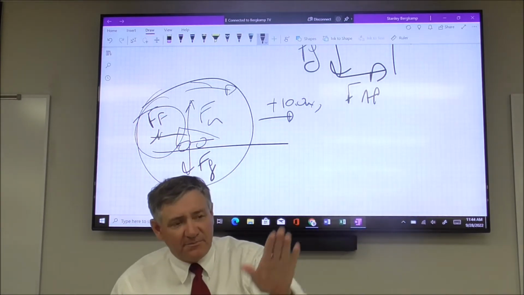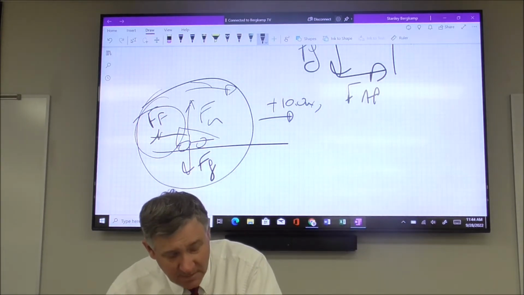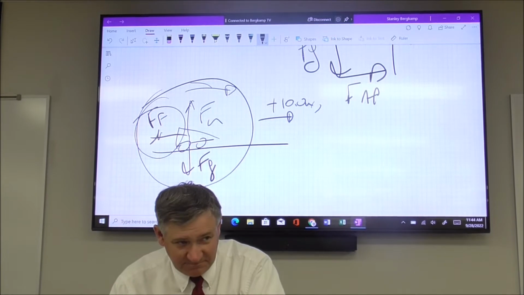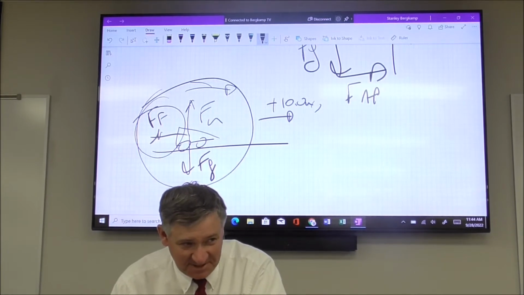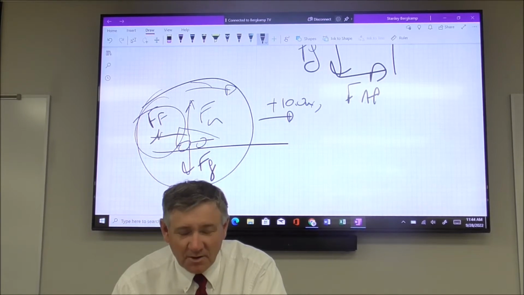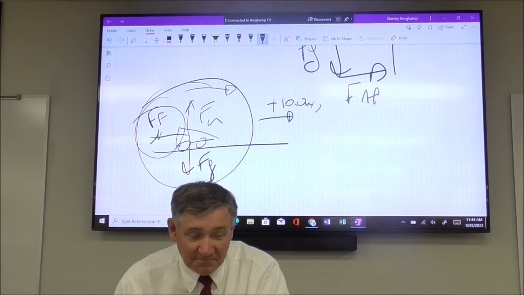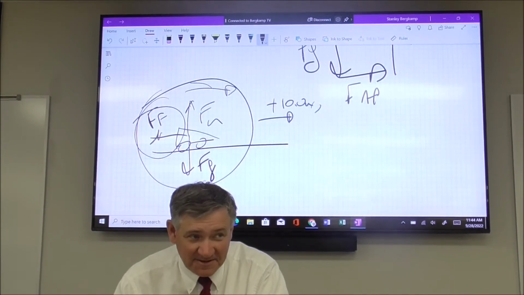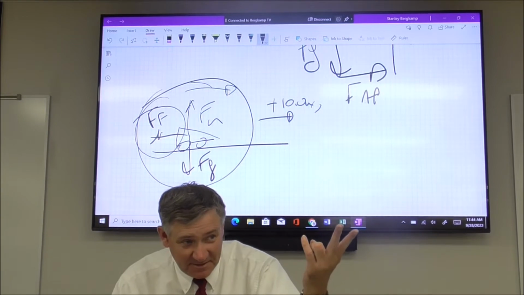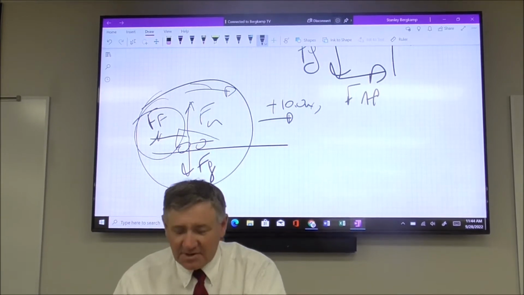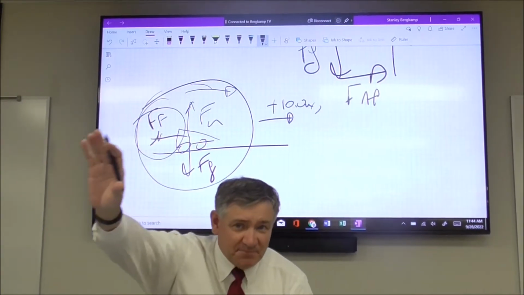Now, you have a positive velocity. You're going to stop. What's the sign of the acceleration? Negative. Why? Because you're slowing down. And they have to have opposite signs. Fantastic. So, F equals MA.